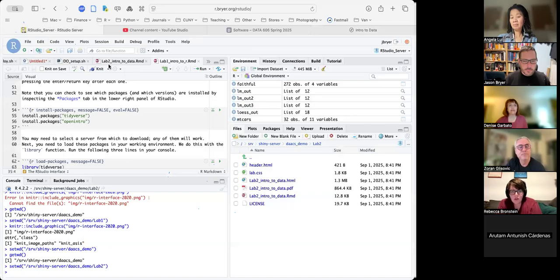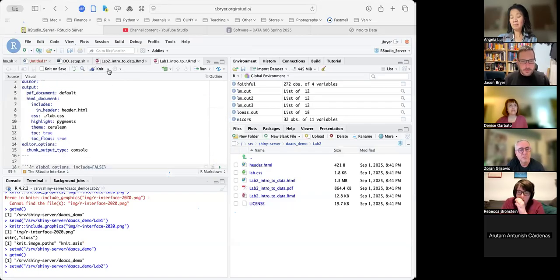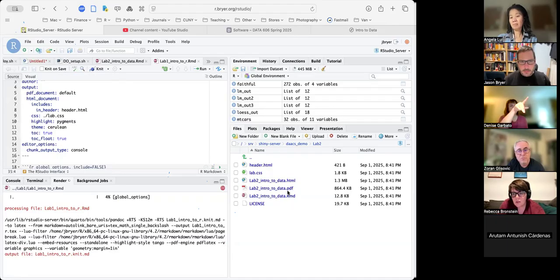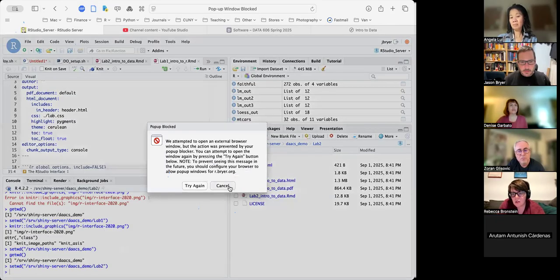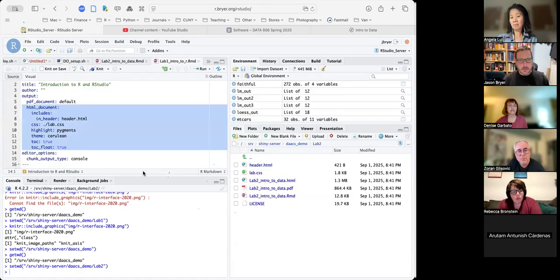What you could always do is there's a little arrow next to the knit button. If it's knitting to HTML, you can click that and there should be a knit to PDF. Yeah, you could delete this bit here. That would be fine. That's another way to do it.